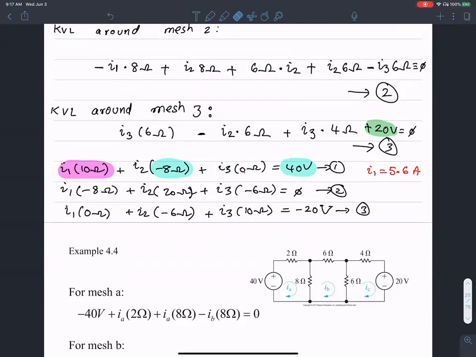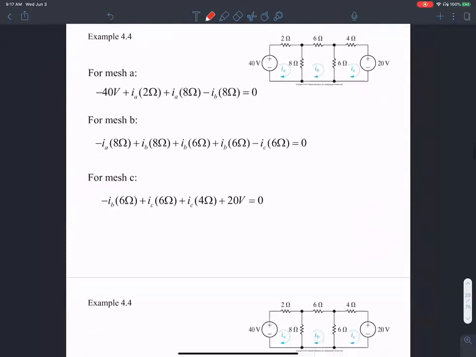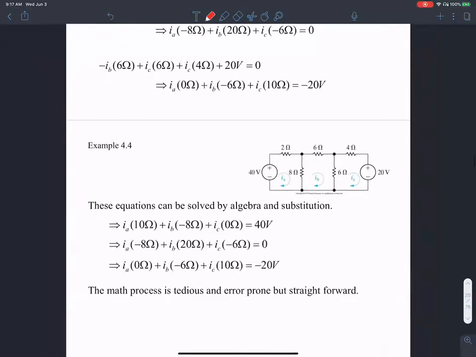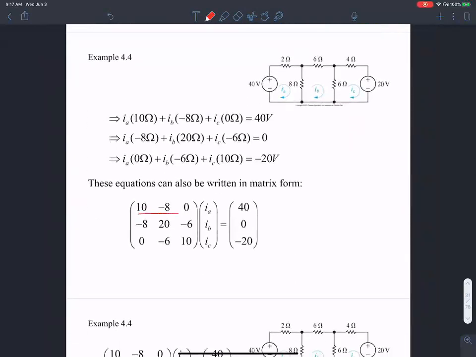When you do that, the values that you should see are I1 equals 5.6 amperes, I2 equals 2 amperes, and I3 equals negative 0.8 amperes. So that's the idea of the mesh current method. Here is the equation that you set up for MATLAB. That's your A, this is your B, and this is your C.